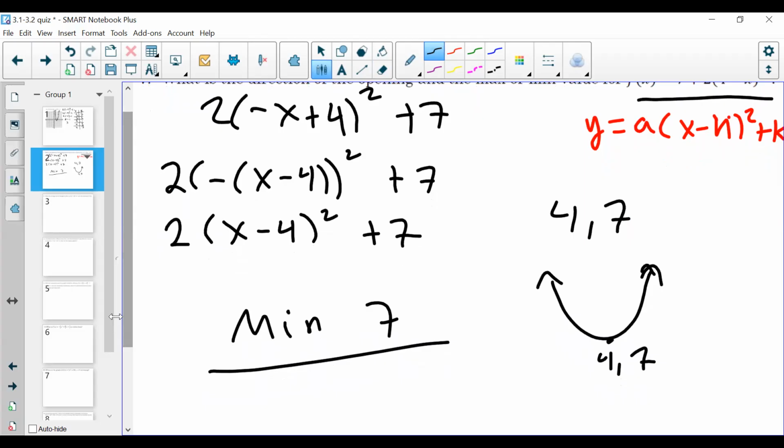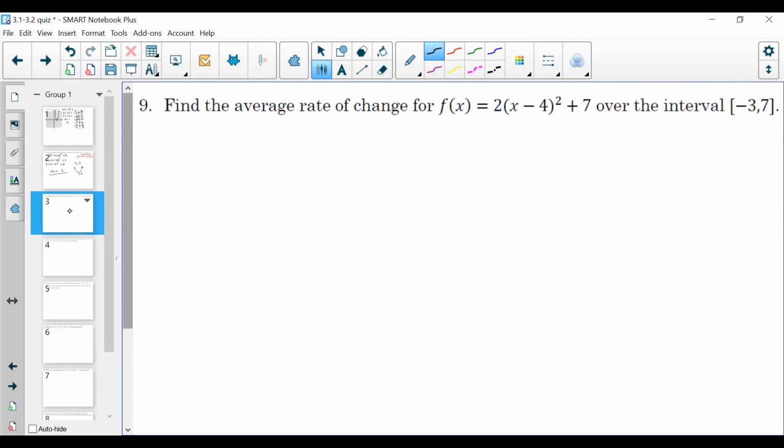All right. Everyone done copying? Ready to keep going? All right. Example 9, find the average rate of change for f of x equals 2 times x minus 4 squared plus 7 over the interval negative 3 to 7.